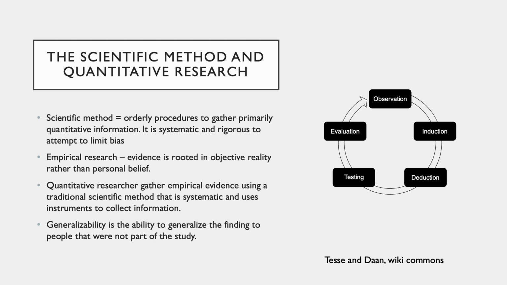Quantitative researchers gather empirical evidence using a traditional scientific method that is systematic and uses instruments to collect information. They want their research to be generalizable. Generalizability is the ability to generalize the findings to people that are not part of the study.